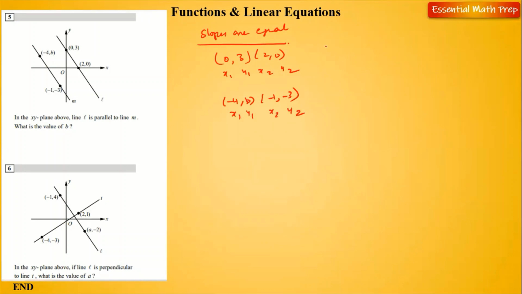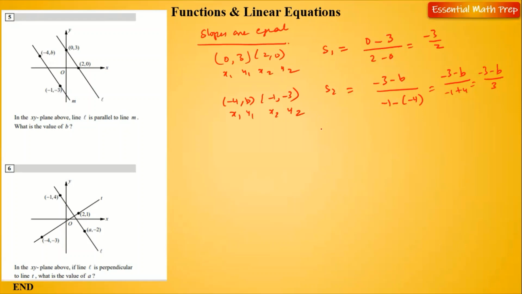So if you write the slope for this one, slope 1 equals 0 minus 3 over 2 minus 0, which is -3 over 2. Slope for this expression is -3 minus b over -1 minus -4, which is -3 minus b over -1 plus 4, which is -3 minus b over 3, right? Let's equate the two slopes. So -3 over 2 equals -3 minus b over 3.